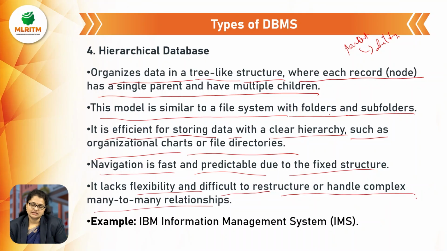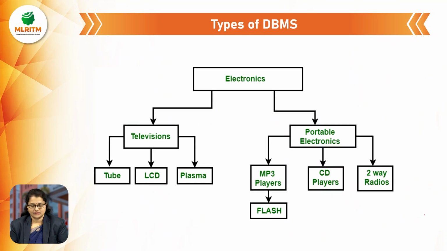So by using this hierarchy, we cannot access many-to-many relationships here. That is a disadvantage of the hierarchical database management system. An example of this hierarchical database management system is the IBM Information Management System. We can also call it IMS. Okay, so look at the diagram for the hierarchical database model.